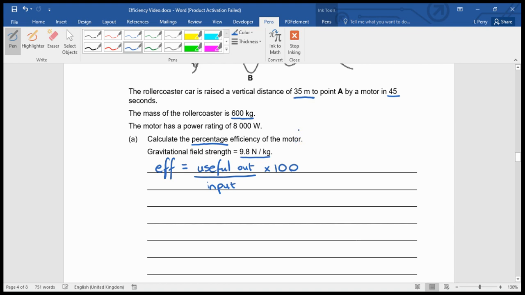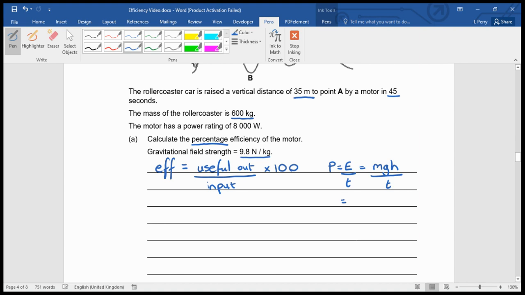Now the useful energy output is it's gaining gravitational energy. So power is energy divided by time, and the energy is gravitational energy. So my equation is mass times gravitational field strength times height divided by time. If I wasn't sure if these were the equations to use, the hints are that I need a power, because I put a power input, so I need a power output. And I was given distance, time, mass, and gravitational field strength. And these are all things that turn up in this equation.